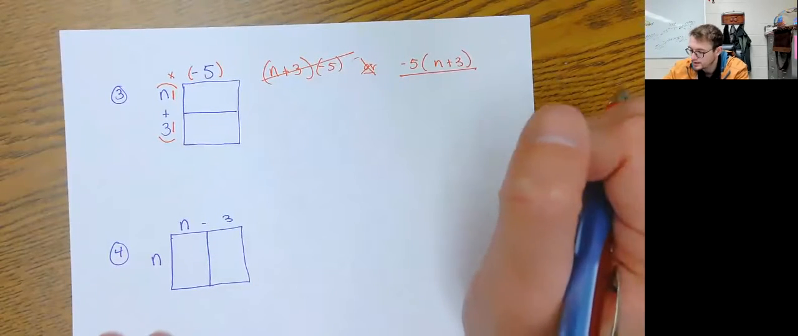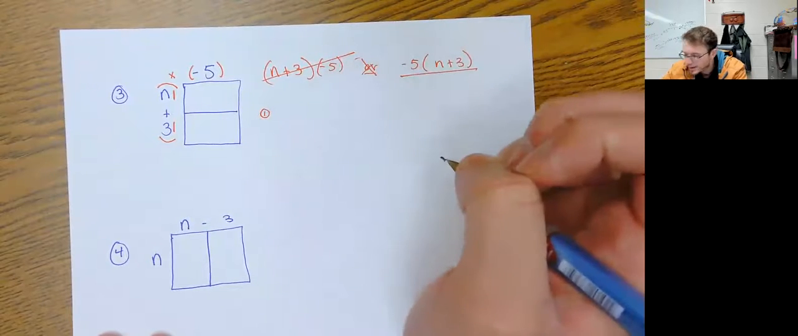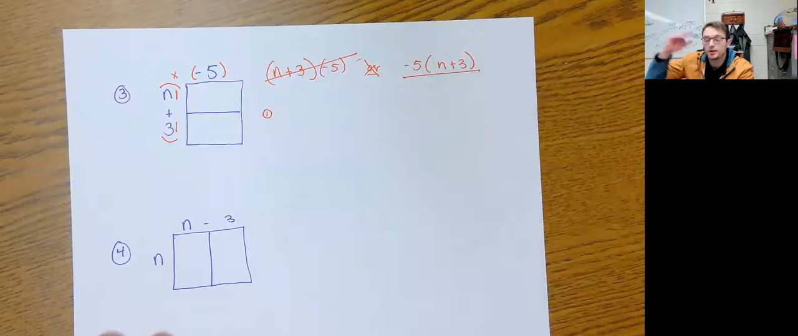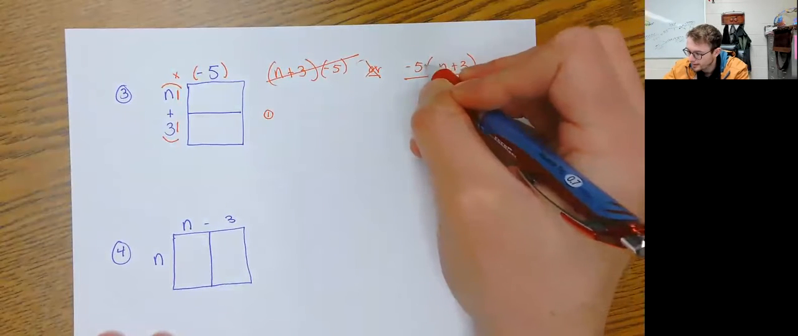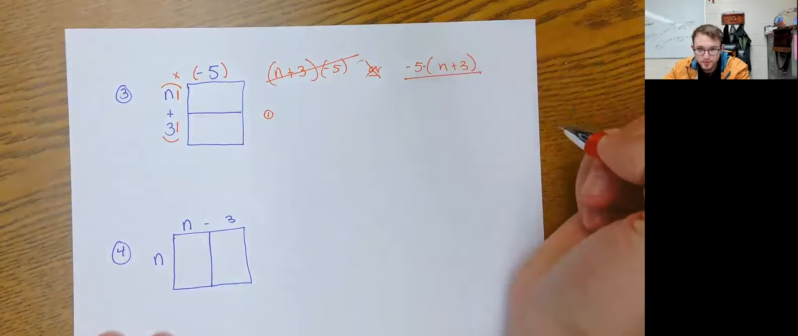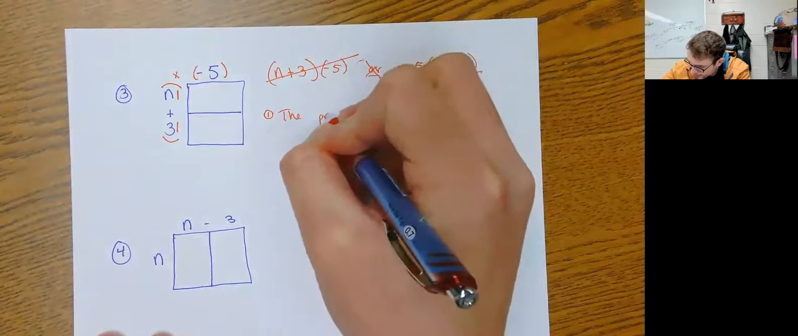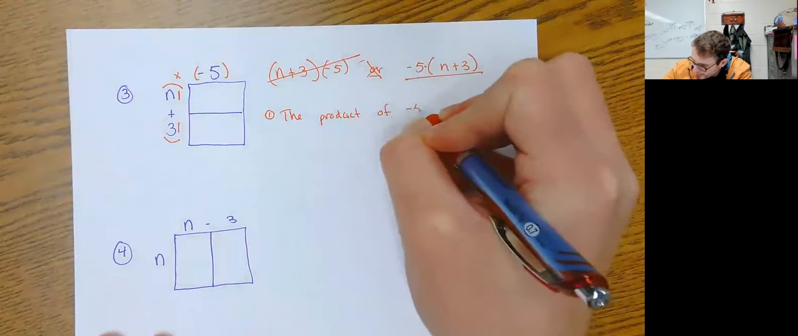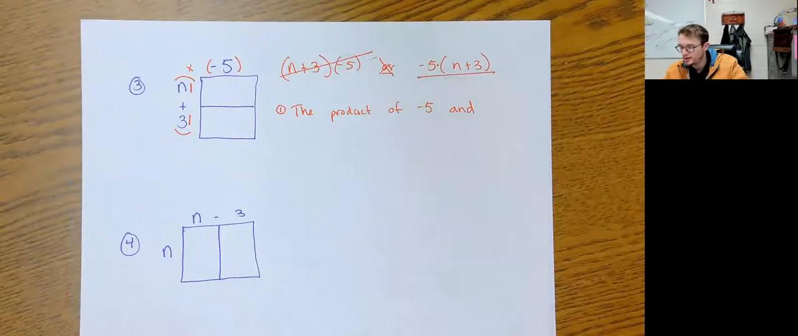All right, so now let's do some phrases. I'm just going to do one phrase from now on. If you think of another one, good on you. So I would say that this is multiplication here, so I'm going to go with the product of -5 and, well, what is happening inside?